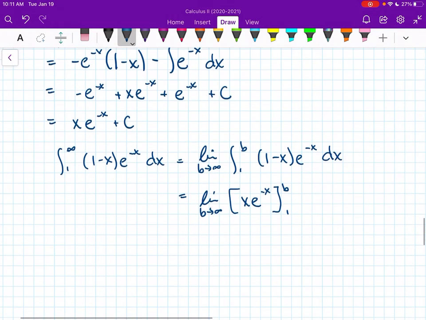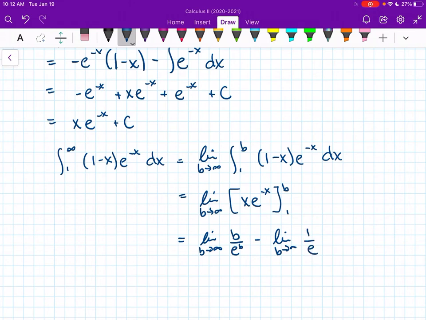And then I can go ahead and evaluate this. So then I can plug in, so limit as b approaches infinity of b over, and then I'm going to move that e to the negative b to the denominator, so e to the b. The reason I did that was so that I could see that L'Hopital's rule will be helpful here. And then I have the limit as b approaches infinity of 1 over e after I plug in the 1. So the second term here is just 1 over e because it has no b's.